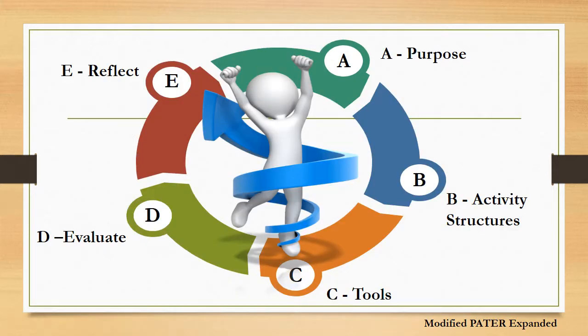As you recall, the PATER model contains 5 different components. Purpose. We ask ourselves, what is the purpose of the learning task? Activity structures. How will the learning be structured? Technology tools. What technology tools will the students utilize? Evaluation. Has instruction been transformed, and did the student learning align to the purpose?